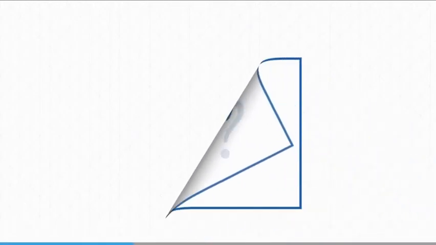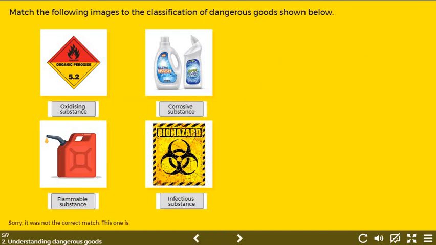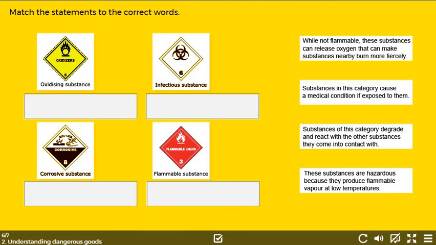Before we move on to the next chapter, let's consider some questions. Match the following images to the classification of dangerous goods shown below. Match the statements to the correct words.